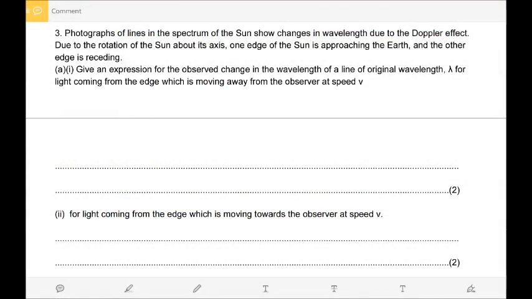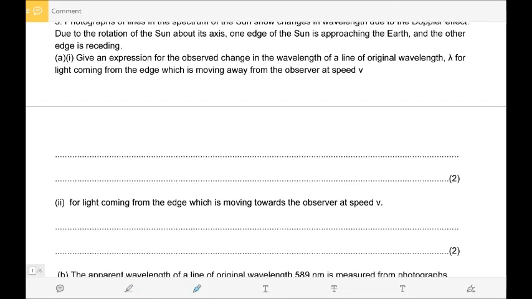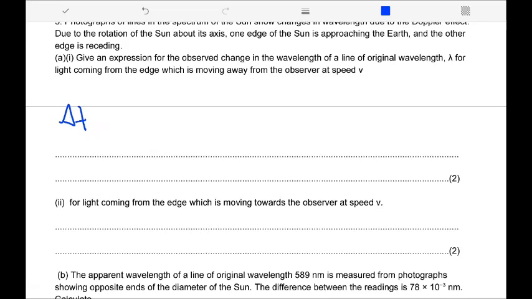Question 3. Images of the sun show change in wavelength due to the Doppler effect of one side of the sun approaching the earth, and the other side receding from the earth. So, using our equation for the Doppler shift, we've got delta lambda divided by lambda equals v over c. So for this first one, when the edge is moving away from us, the wavelength is going to increase. So delta lambda is going to equal lambda times v over c.